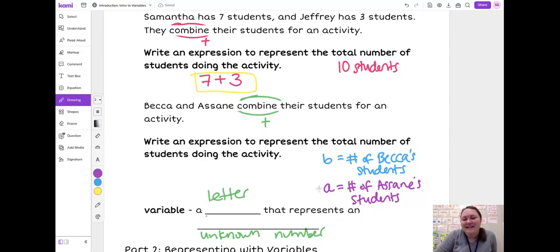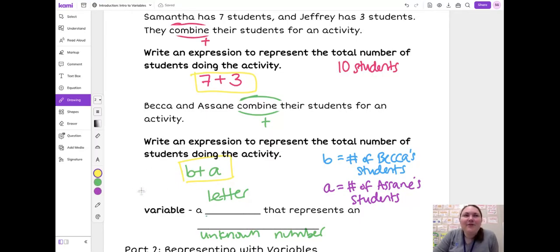You can also choose any letter you want. So I chose B and A. You can choose any letter in the alphabet. The only thing, if you use B for Becca's students, you cannot also use B for Hassan's students. You need different letters for different numbers. But now that I have my 2 variables here, B and A, now I can write the expression. Our expression would be the number of Becca's students plus the number of Hassan's students. And so similar to up here, the 7 plus 3, our expression for this story would be B plus A.